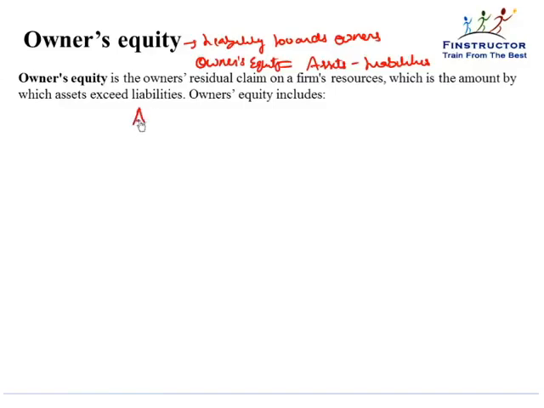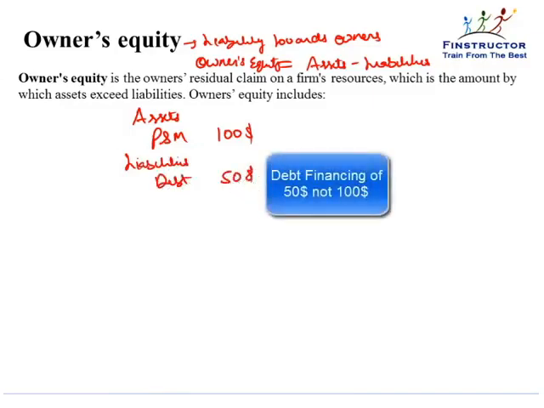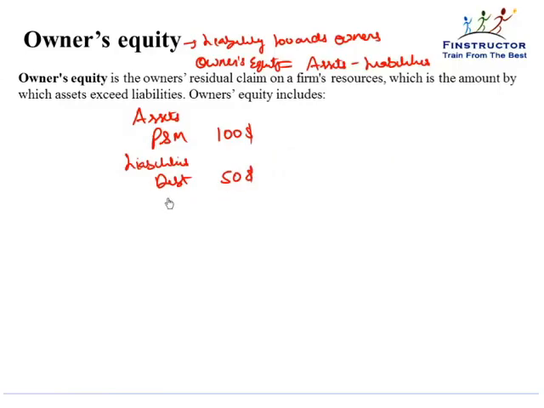Now let's study with an example how owner's equity gets created and impacted. So let's assume that I want to start a business that will require an investment upfront of $100 in plant and machinery. So plant and machinery goes up by $100. To fund this asset, the bank is willing to give me a loan of up to $50. So I take debt financing of $50. And to begin with, my initial equity shareholders put in an investment of $50.